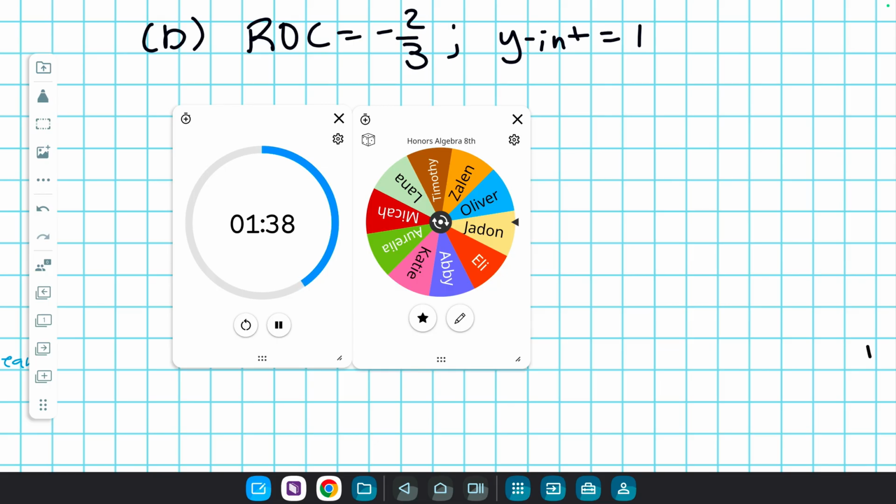That's a positive slope, but it is negative. Okay, so what you did was up 2, right 3, but that is negative, so it's going to be different.